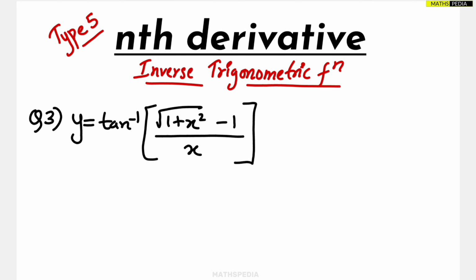So nth derivative, type 5: inverse trigonometric function. Third question, y is equal to tan inverse of (square root of 1 plus x square minus 1) by x. In place of x you have to substitute something so that you will get tan or cot inside this function, so that you can eliminate tan inverse from there. So how to do that?